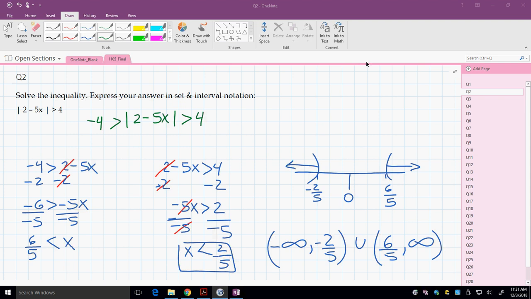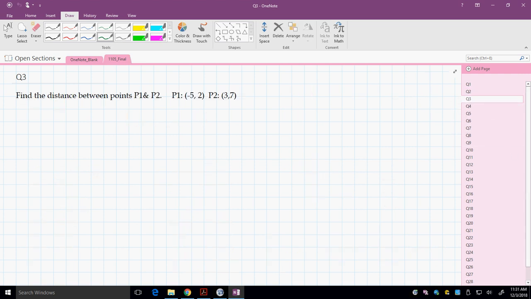And the answer in set-builder notation is going to be a curly bracket, x such that x is less than negative 2 over 5, or x is greater than 6 over 5. Always we list the points from the least to the greatest. Now we can go to question number 3.